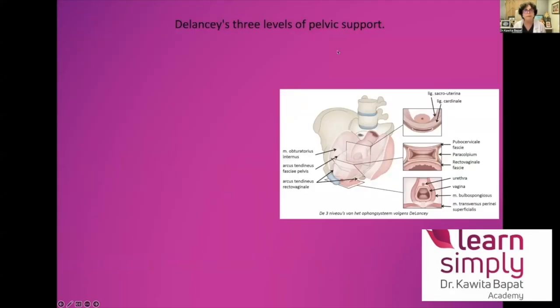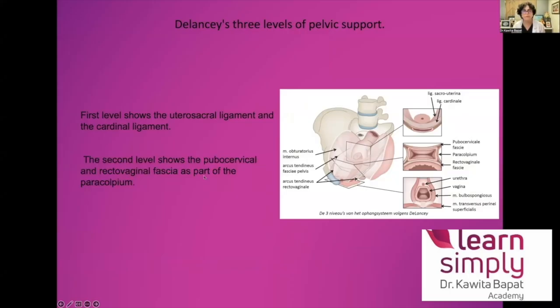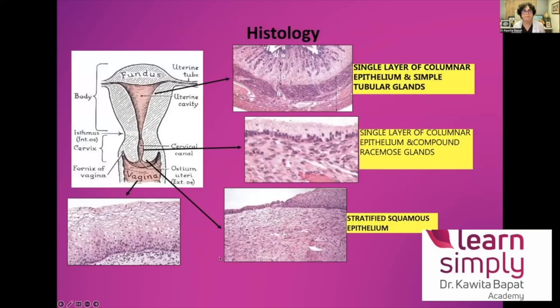Another important thing is DeLancey's three levels of pelvic support. Everyone should know about these three supports in the pelvic floor. The first level is the uterosacral ligament and the cardinal ligament, going through the rectum. The second level is the pubocervical and rectovaginal fascia. Don't go by the language written over there, but I'm telling you DeLancey's three levels of pelvic support are important. First level, uterosacral. Second level, pubocervical and rectovaginal fascia. And the third level supports the superficial transverse perineal muscles. That's an important thing, and we'll have a different video for this.